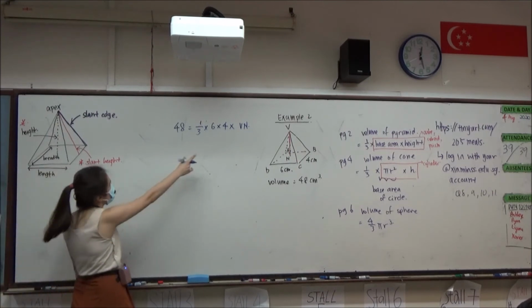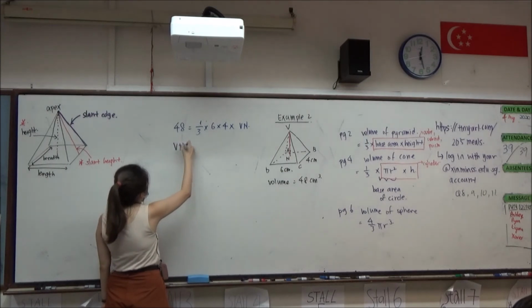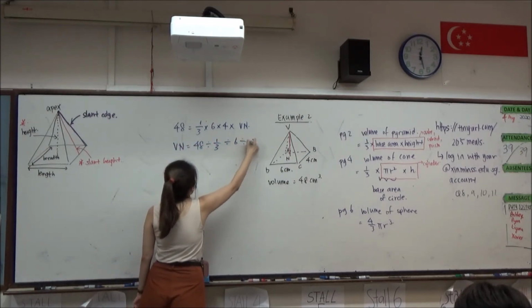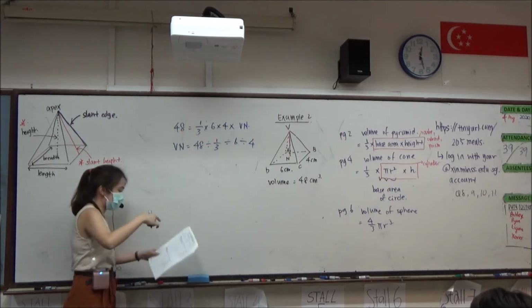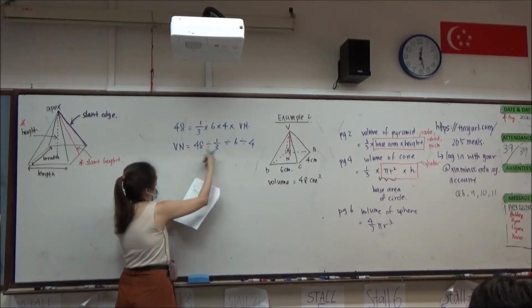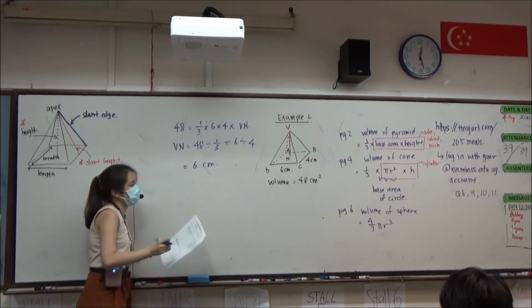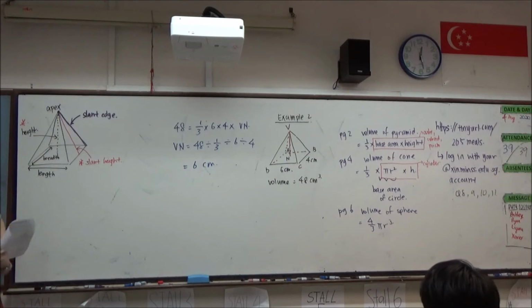So therefore, to find out what is VN, we will take 48, divide by 1/3, divide by 6, divide by 4. So everything moves to the left so that we get 4 in this calculation here. And then we find that VN will be equals to 6 cm.